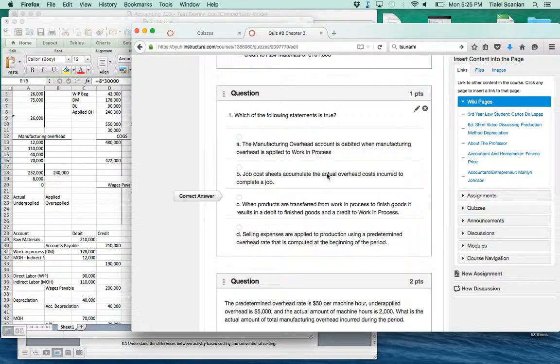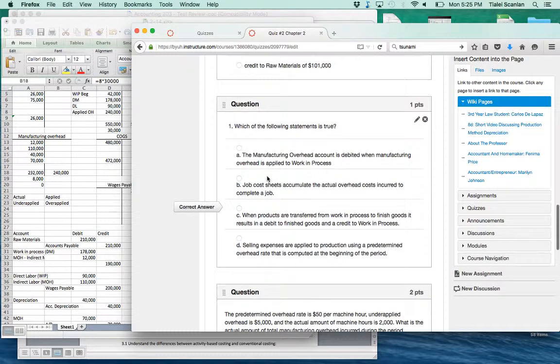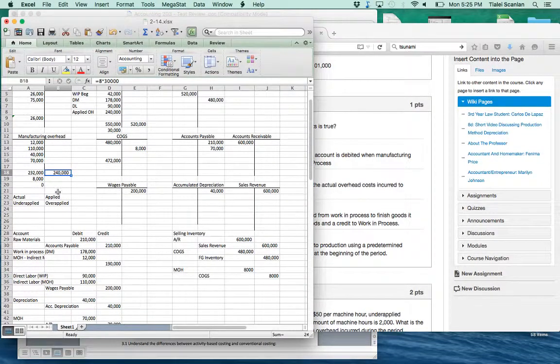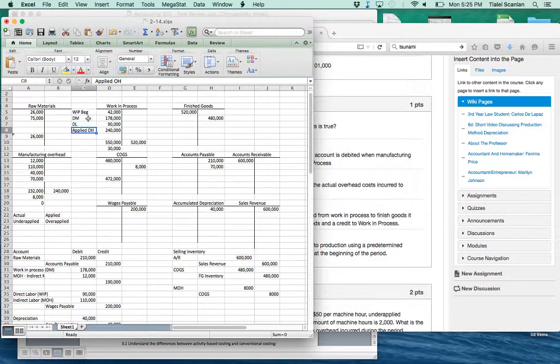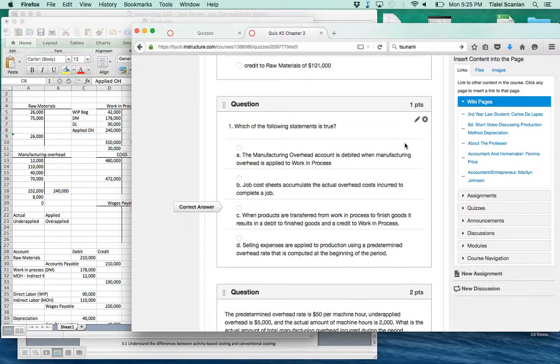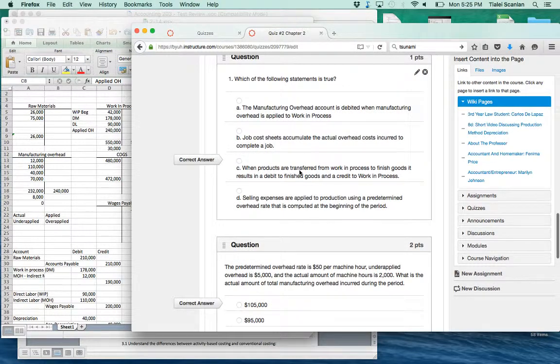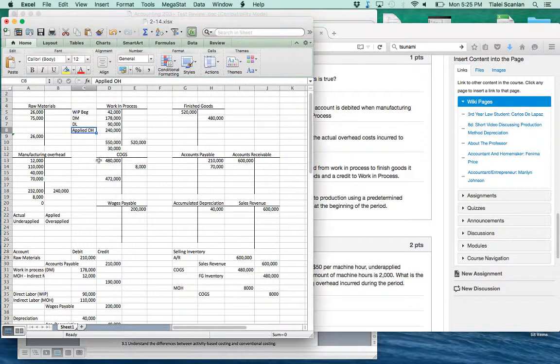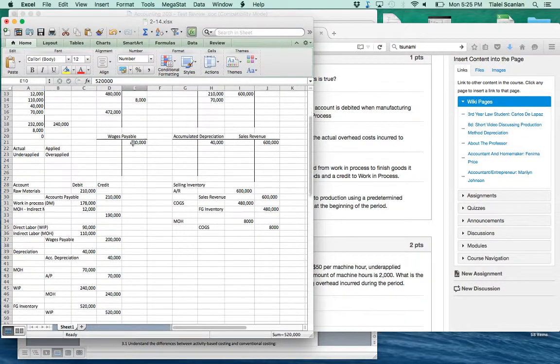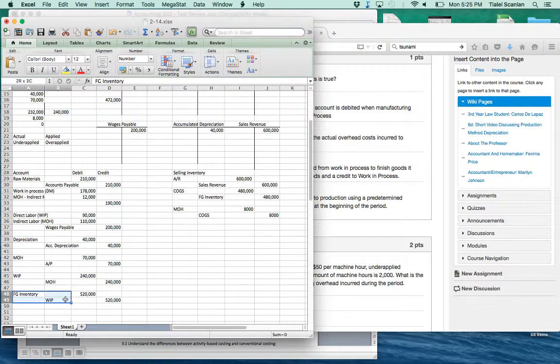Job cost sheets accumulate the actual overhead costs incurred to complete a job. So job cost sheets, actual overhead. We're never going to do our actual overhead. It's always going to be the applied. So actual direct materials, direct labor, and the applied overhead. When products are transferred from work in process to finished goods, it results in a debit to finished goods and a credit to work in process. So we had a debit to finished goods and a credit to work in process, as we see in that journal entry. So that is correct.